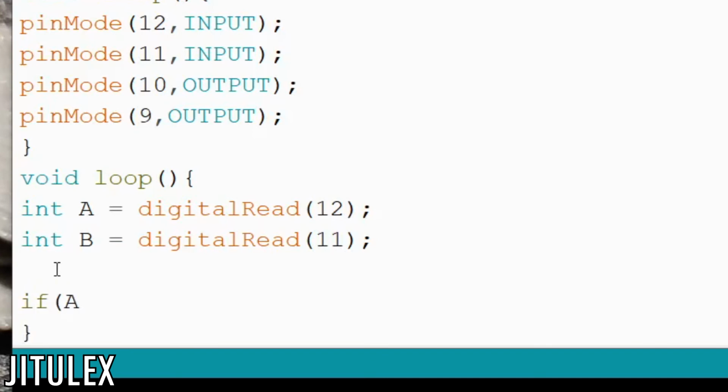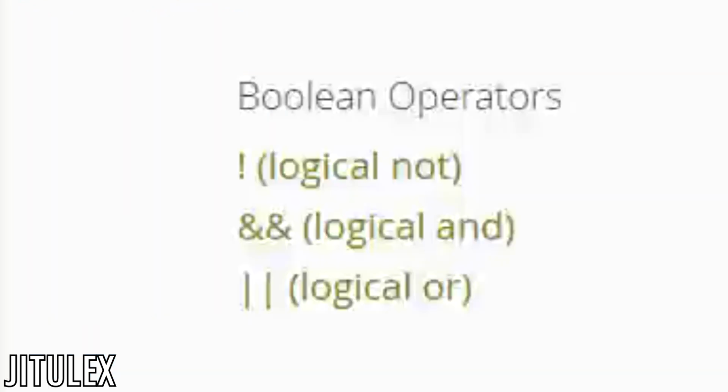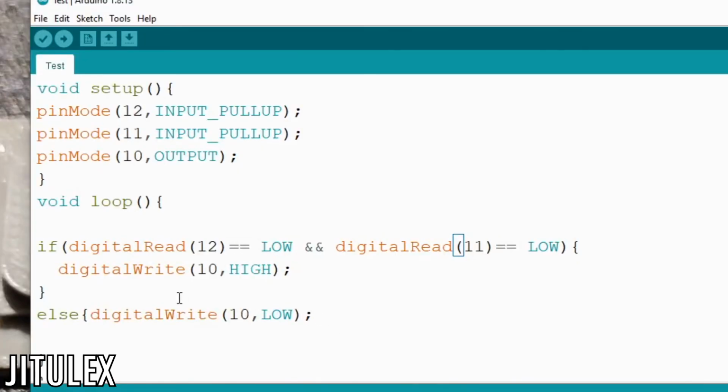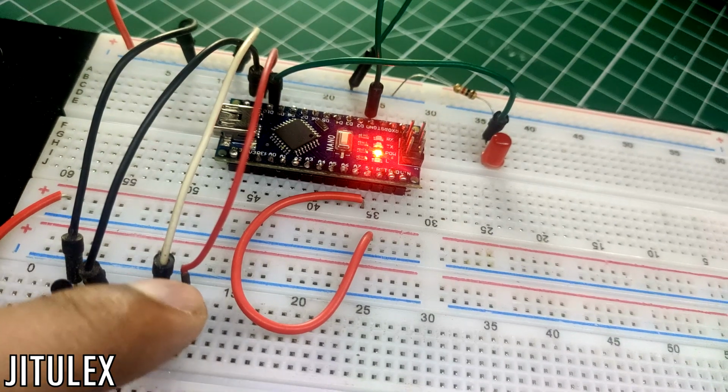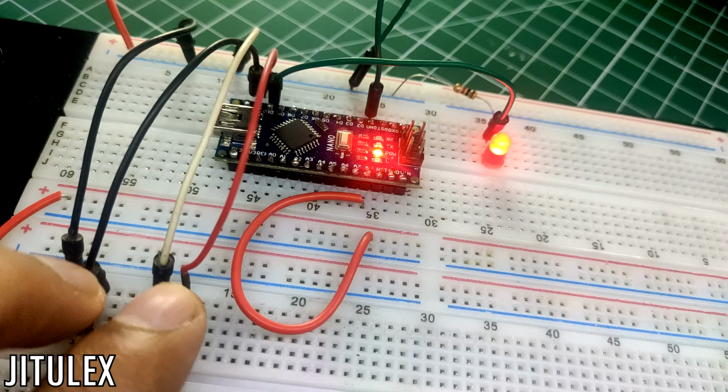Now we can also use the microcontroller to do logical operations like AND, OR, NOT, NOR, NAND, etc. And to use them in this C based hardware code, they have symbols for each of them, like this double ampersand for the logical AND. I have written a code such that the LED will only light up when switch 1 and switch 2 both are pressed together, just like a logical AND gate works.